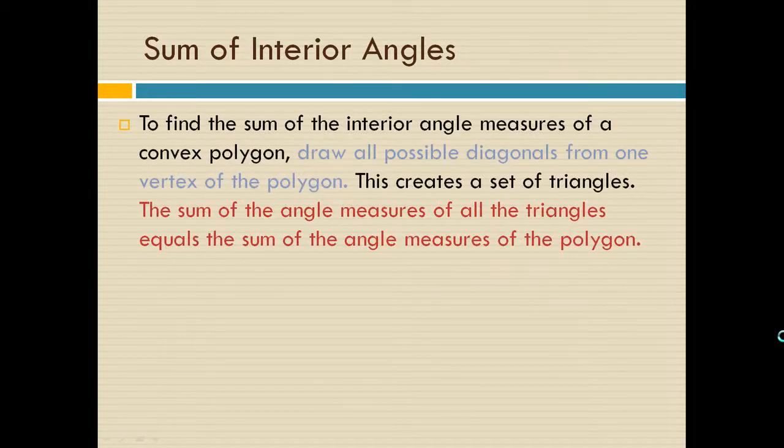To find the sum of the interior angle measures of a convex polygon, we would draw all the possible diagonals from one vertex, only from one vertex of the polygon. This creates a set of triangles. Since we know that the sum of the angles of a triangle is 180, if we can count how many triangles we're able to make with one vertex of the polygon, then we have all the measures. We can add up how many triangles we have, therefore how many angle measures we have inside the entire polygon.